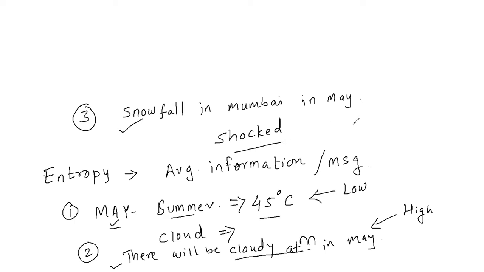So when we get the shock, that means it is something not at all expected from what we are reading in the message, then the probability of this is very less. Snowfall probability, P stands for probability. Since the probability of this message is very low, the amount of information in this message is very high. So this is how we define entropy: average information per message.